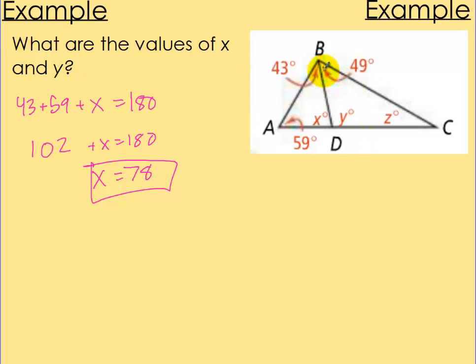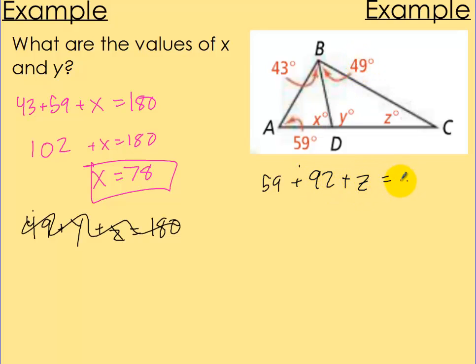So now this other triangle, BDC, I can say that 49 plus y plus z has to equal 180. Well, I don't know what y and z are, but I also got a big triangle right here, right? So before I figure out this equation, let's do the big triangle ABC. Now I can say that angle A, which is 59, plus angle B, which is 43 plus 59, or we can call that 92, plus z has to equal 180. So let's solve for z right here.